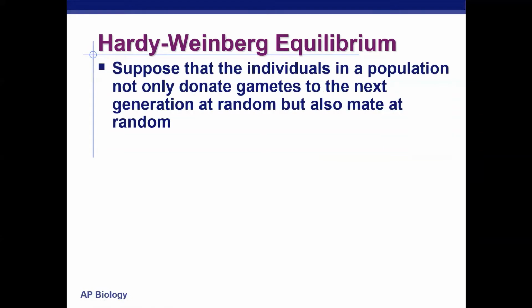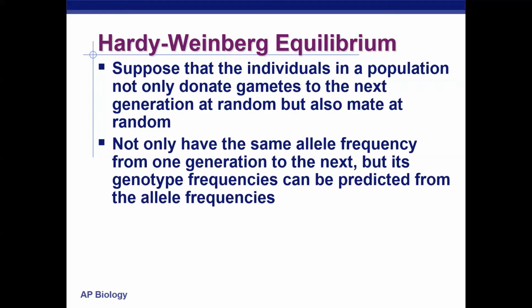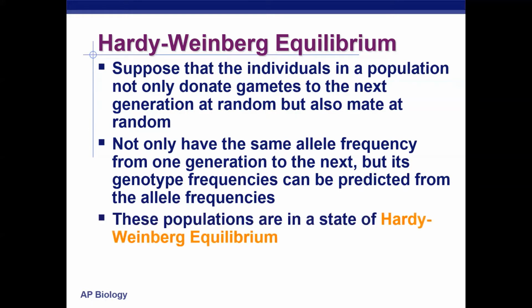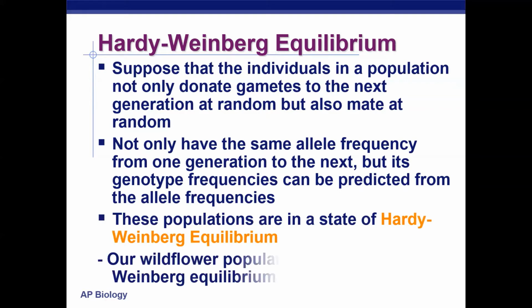So suppose that individuals in a population not only donate their gametes to the next generation at random, but they also mate at random. They're going to have the same allele frequency in the next generation, and also their genotype frequencies can be predicted from these allele frequencies. And we could now state that those populations are in a state of Hardy-Weinberg equilibrium.